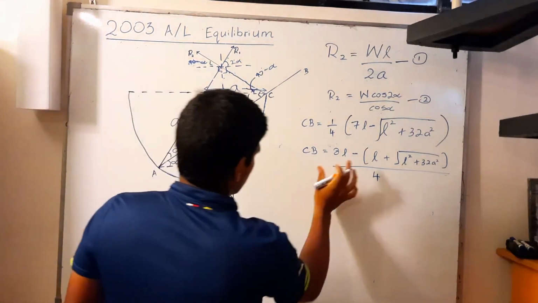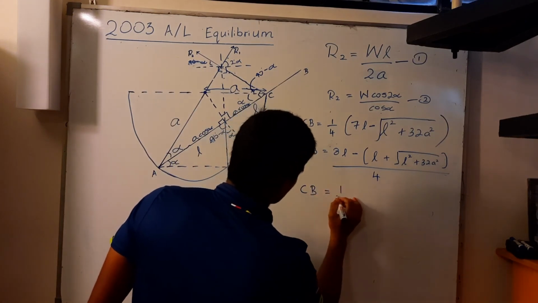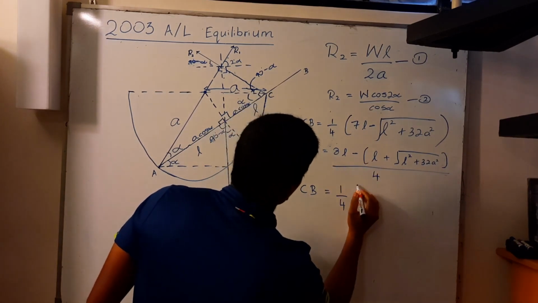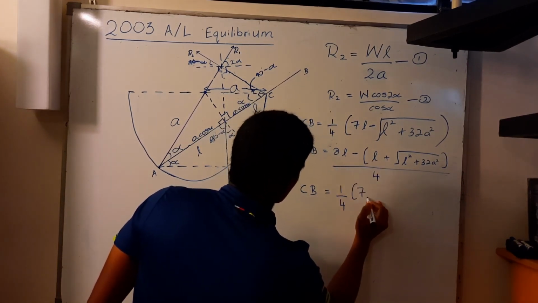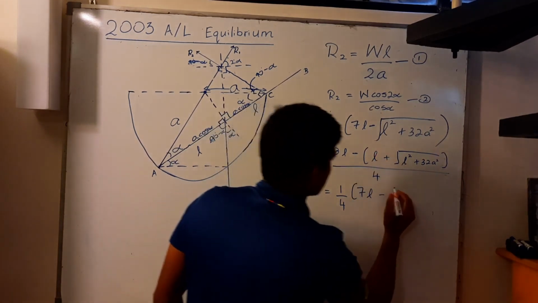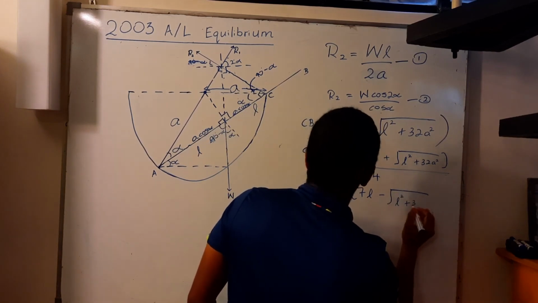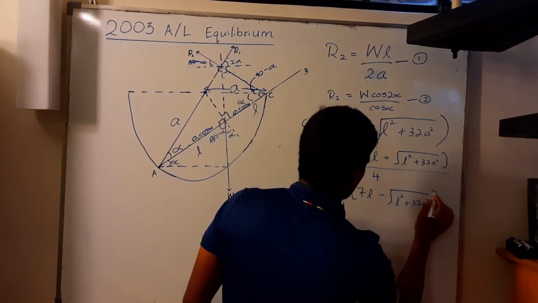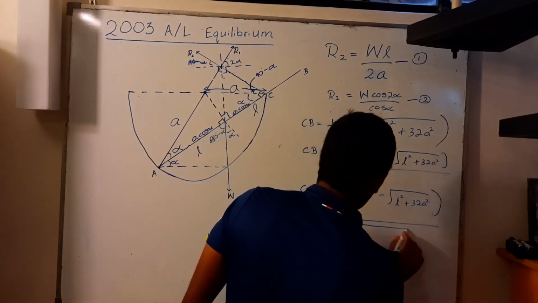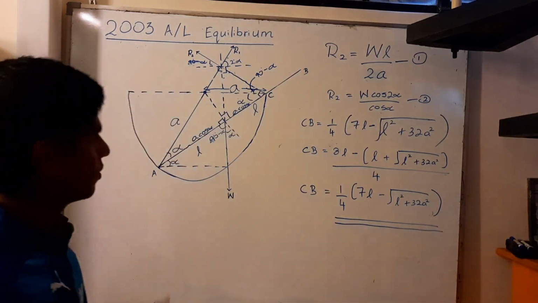Once you simplify this, you can see that CB is equal to 1 over 4 common, so you can take 1 over 4 out. Then 8L minus L is 7L, and then minus into plus is minus, so it becomes minus the root of L squared plus 32A squared. That's what they told us to prove, and as you can see we've successfully done that. So this is how we do it.